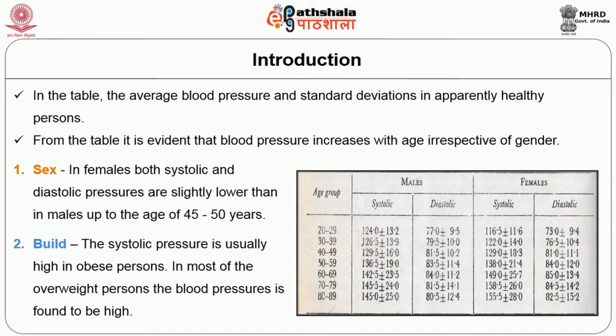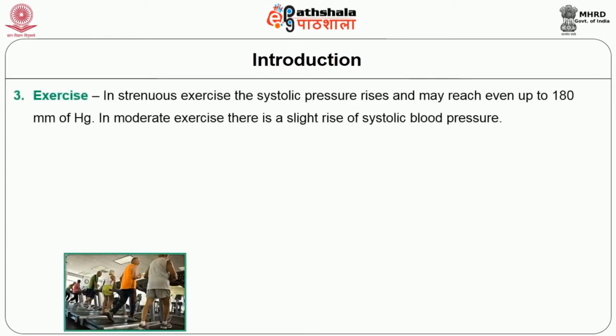The third factor is the build. Systolic pressure is usually high in obese persons. In most of the overweight persons, the blood pressure is found to be high. Exercise is the next factor, where you can see in strenuous exercise, the systolic pressure rises and may reach even up to 180 millimeters of mercury. In moderate exercise, there is a slight rise of systolic blood pressure.